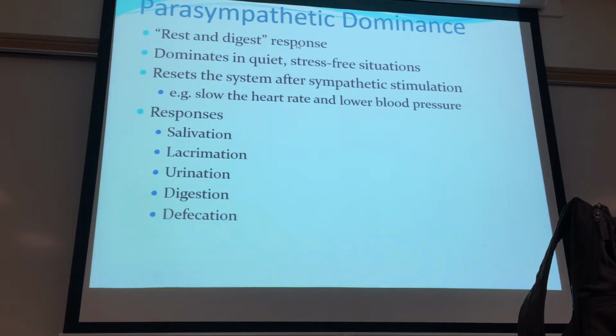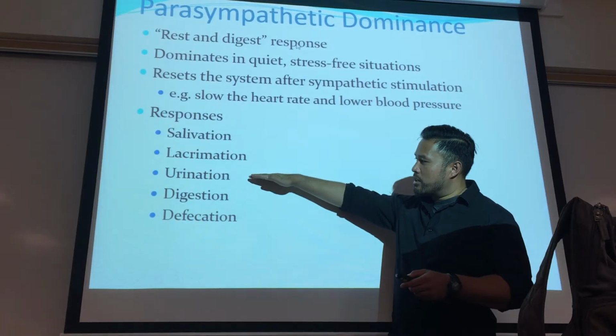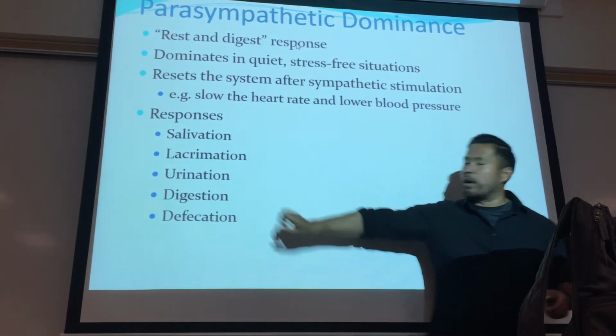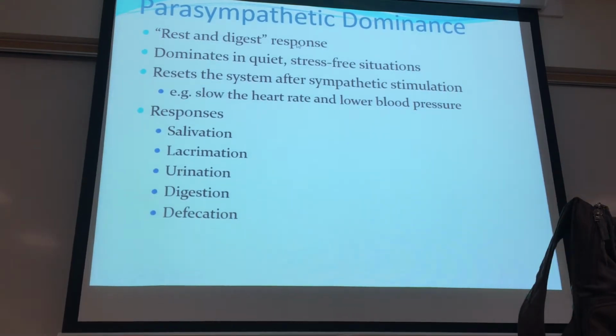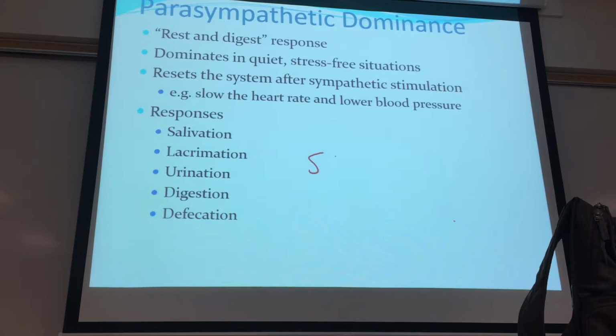You'll typically see other responses take place: salivation, lacrimation, urination, digestion, and defecation, especially with these where you can see rest and digest. The mnemonic that you can use to remember this is SLUDD: salivation, lacrimation, urination, digestion, and defecation. These things take place when we don't have a sympathetic response taking place.